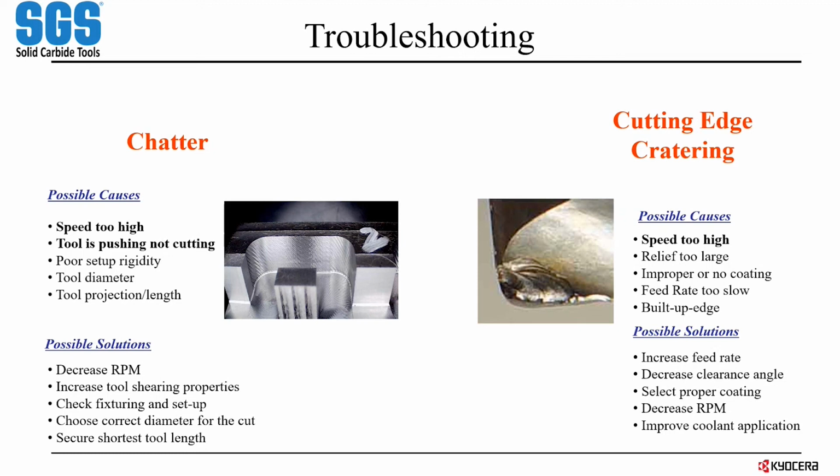Edge cratering, generally that's caused by your speed being too high. You could have too high of a relief. No coating will certainly play a factor in that, especially with HTAs. The abrasiveness and the heat generated from those materials will just run across that edge, and it'll cause them to crater out, which will ultimately break down that edge and cause it to break out and chip away.